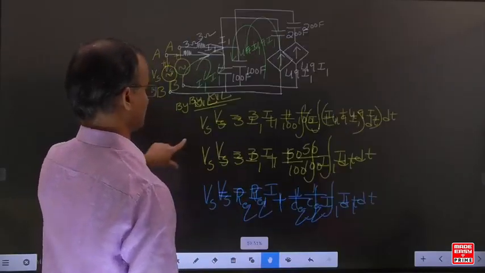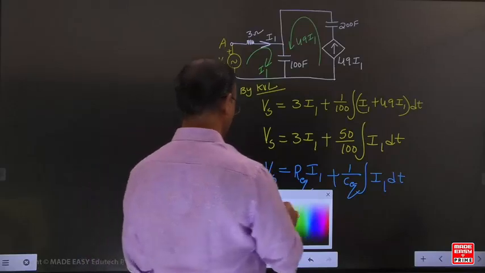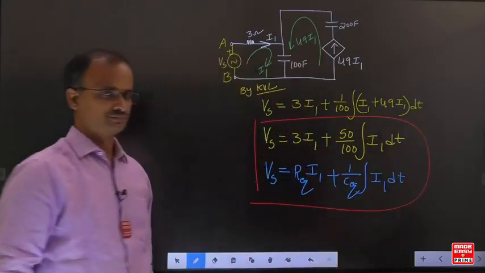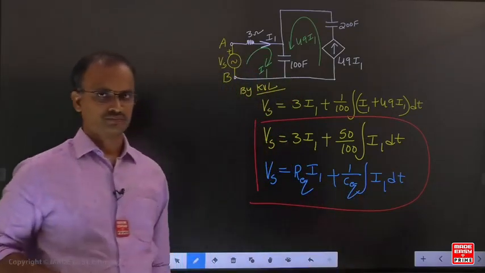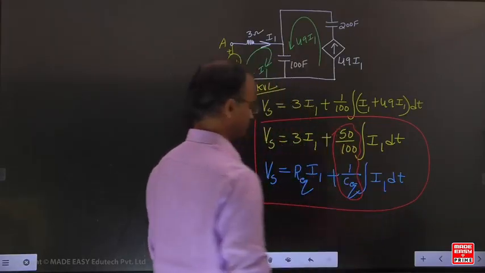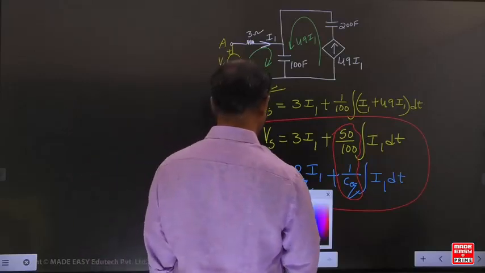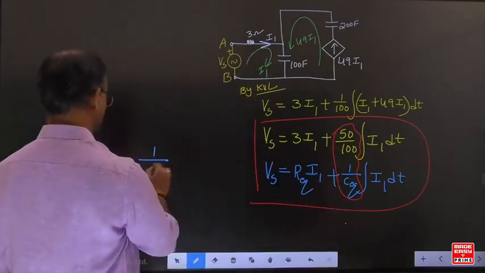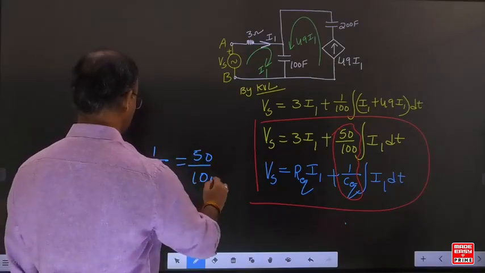Now for this example, the question asks for the equivalent capacitance with respect to A and B. Can you compare these two equations? The integral of I1 coefficient indicates 1 by C equivalent. What is the integral of I1? It is 50 by 100. If you compare these two equations, 1 by C equivalent is equal to 50 by 100.